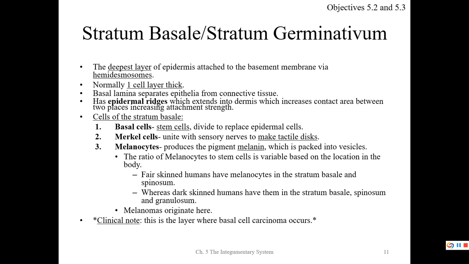The ratio of melanocytes to stem cells varies with the location on the body. You may notice some parts of the body are darker than others. If you are more fair-skinned, you have melanocytes only in the stratum basale and spinosum. If you're dark-skinned, you have them in the stratum basale, spinosum, and granulosum, so three layers. Malignant melanoma comes from melanocytes, and basal cell carcinoma from the basal cells, so you have two kinds of cancers that can come from here.